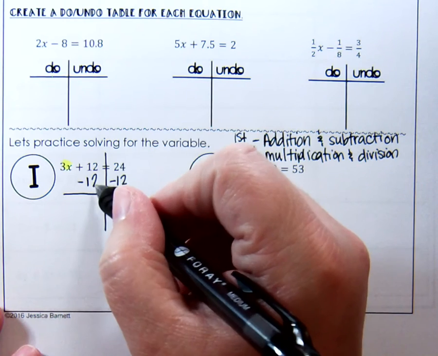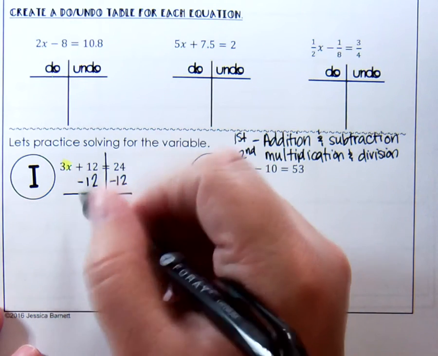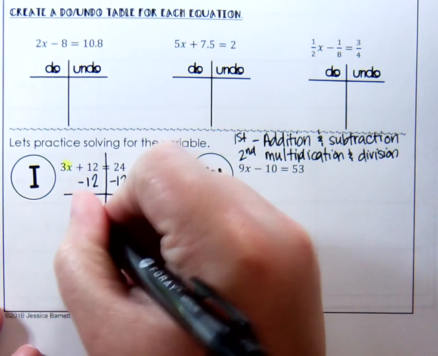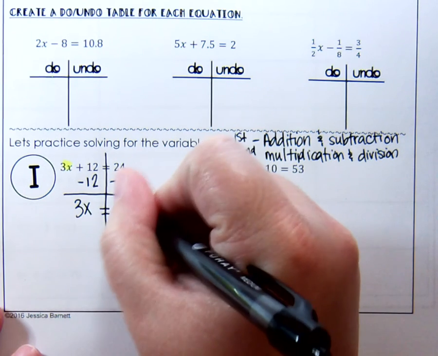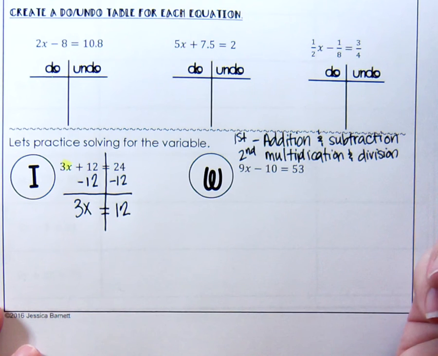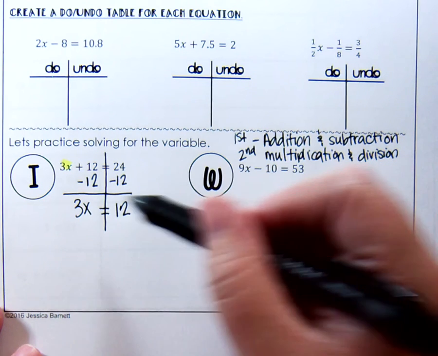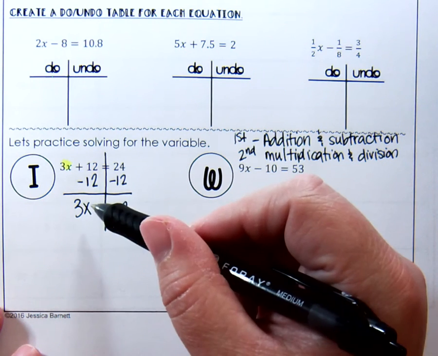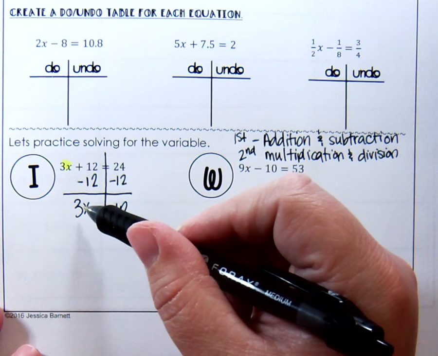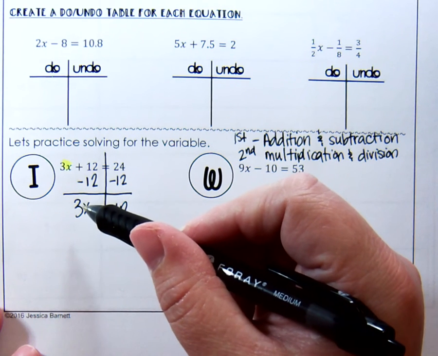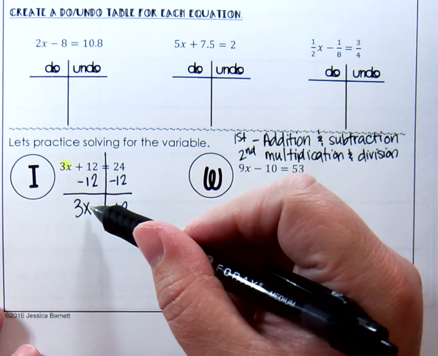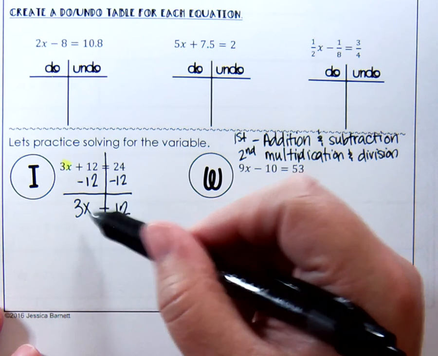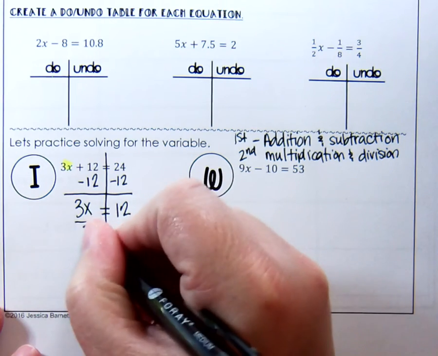12 minus 12 is 0, so that goes away, and we are left with 3x on the left-hand side. 24 minus 12 is 12. The next thing we need to do is undo this multiplication by division. Remember that whenever you have a number right next to a variable, that number is being multiplied times that variable. So we need to undo this by dividing both sides by 3.